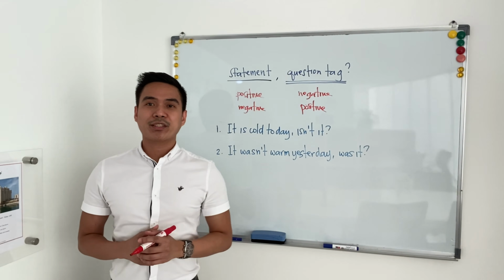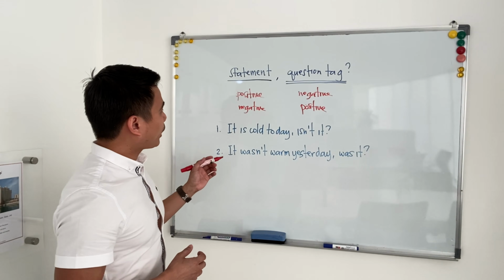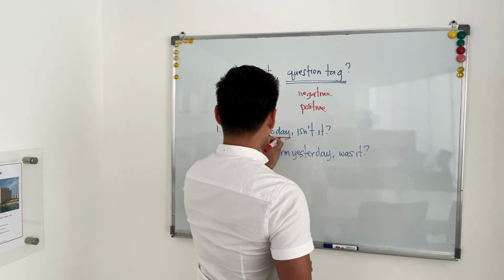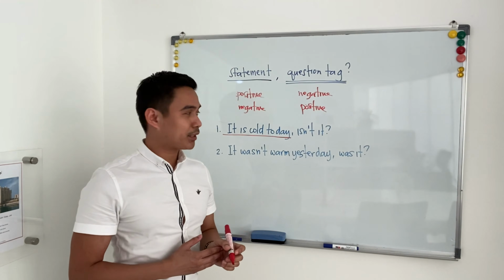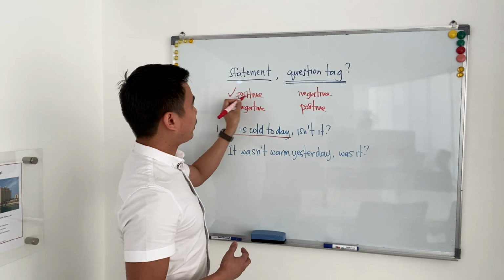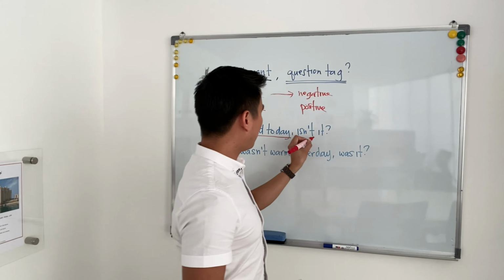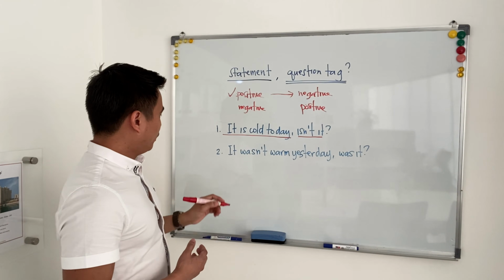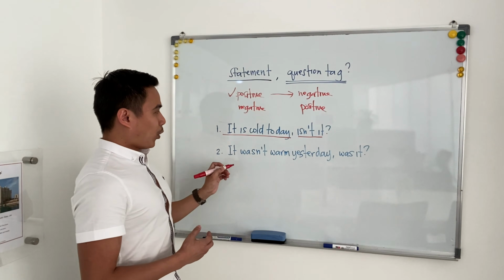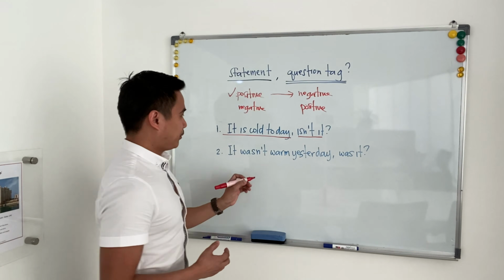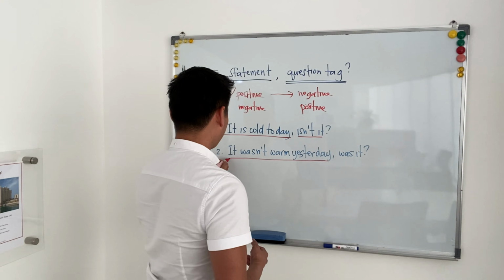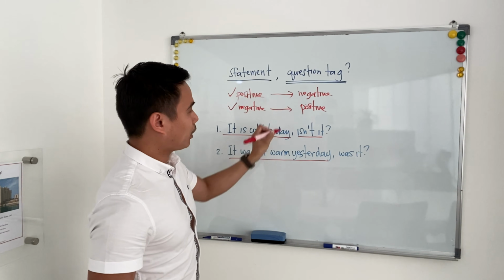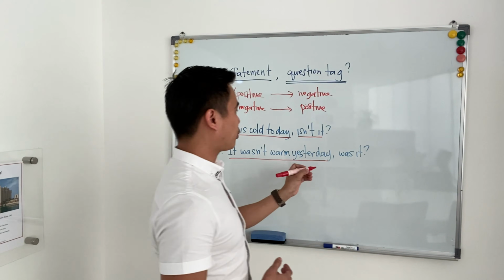Here are example sentences. Number 1, it is cold today, isn't it? It is cold today is a positive statement, so it has to have a negative tag, which is isn't it. Second example, it wasn't warm yesterday. So this is a negative statement. Now it has to have a positive question tag.